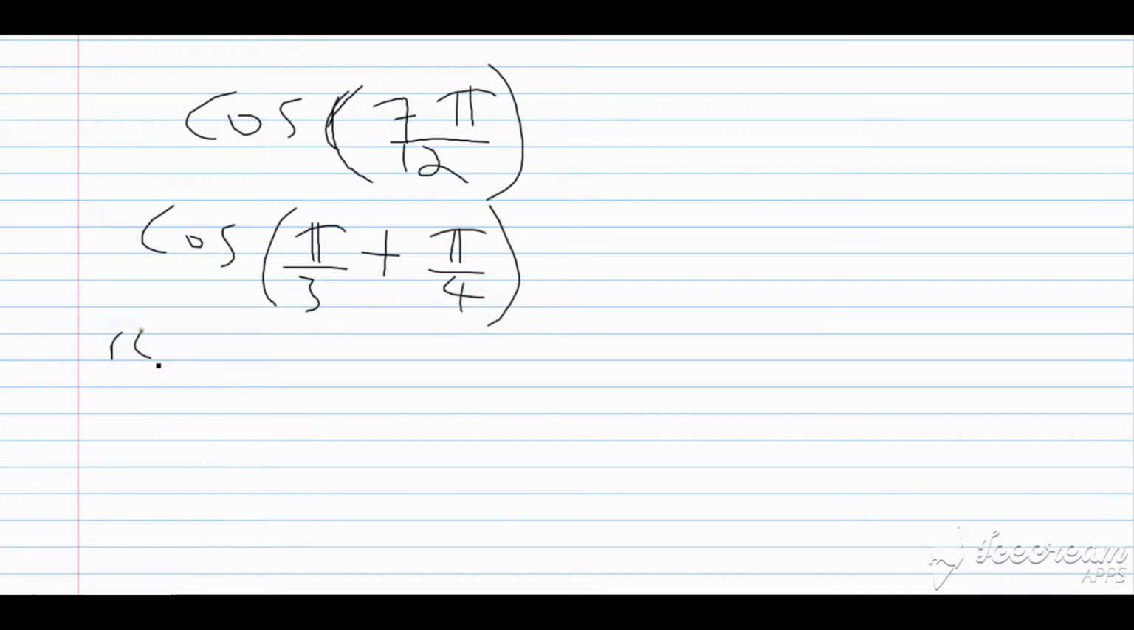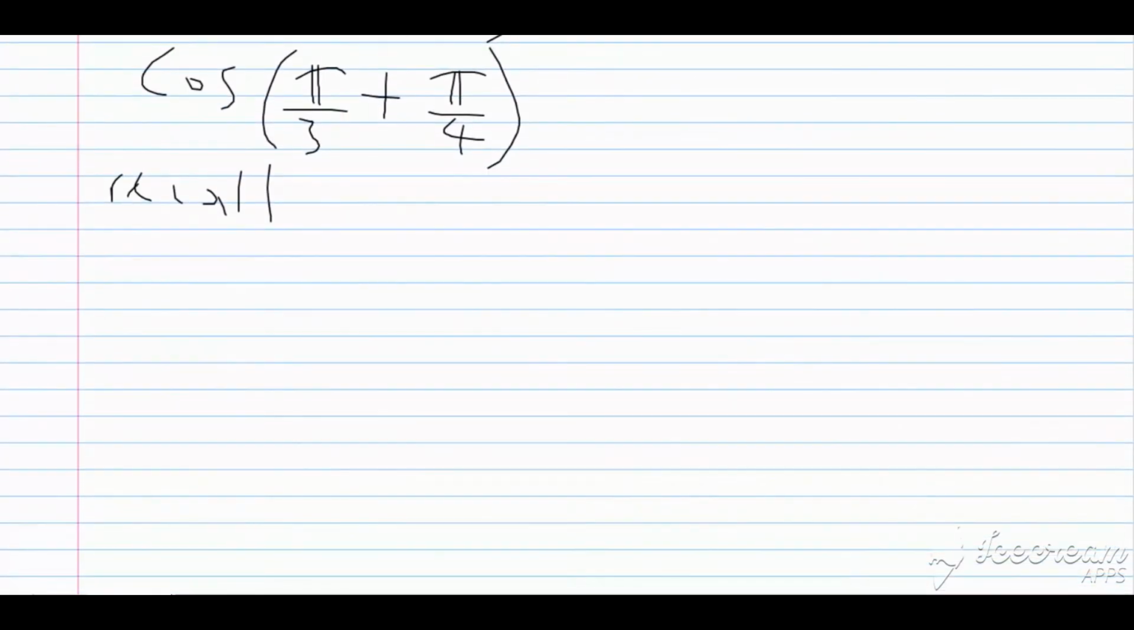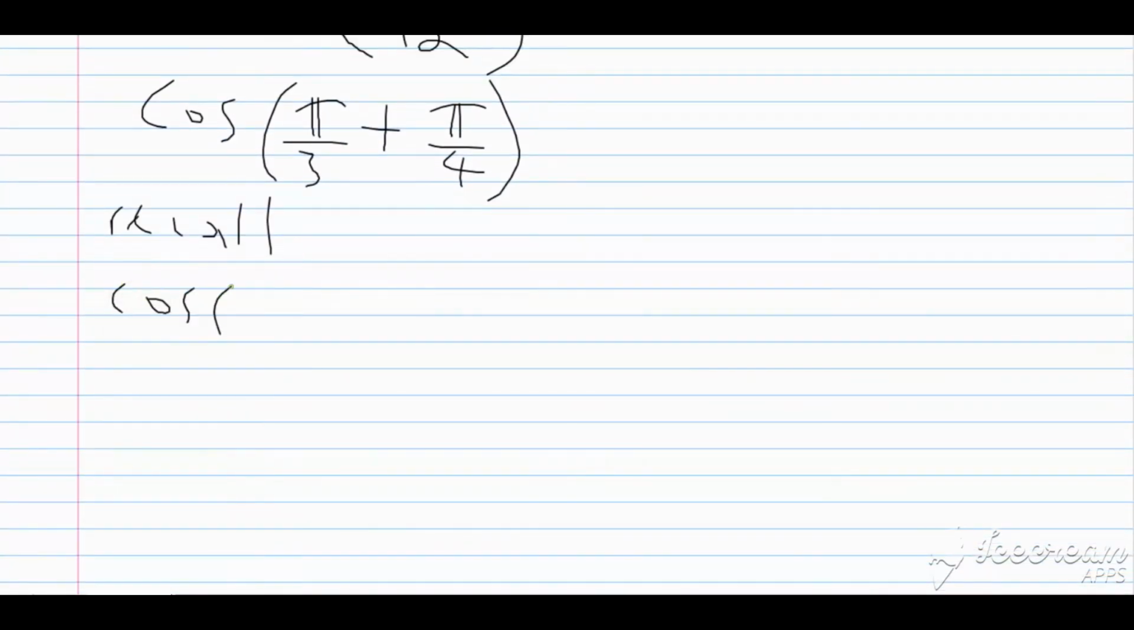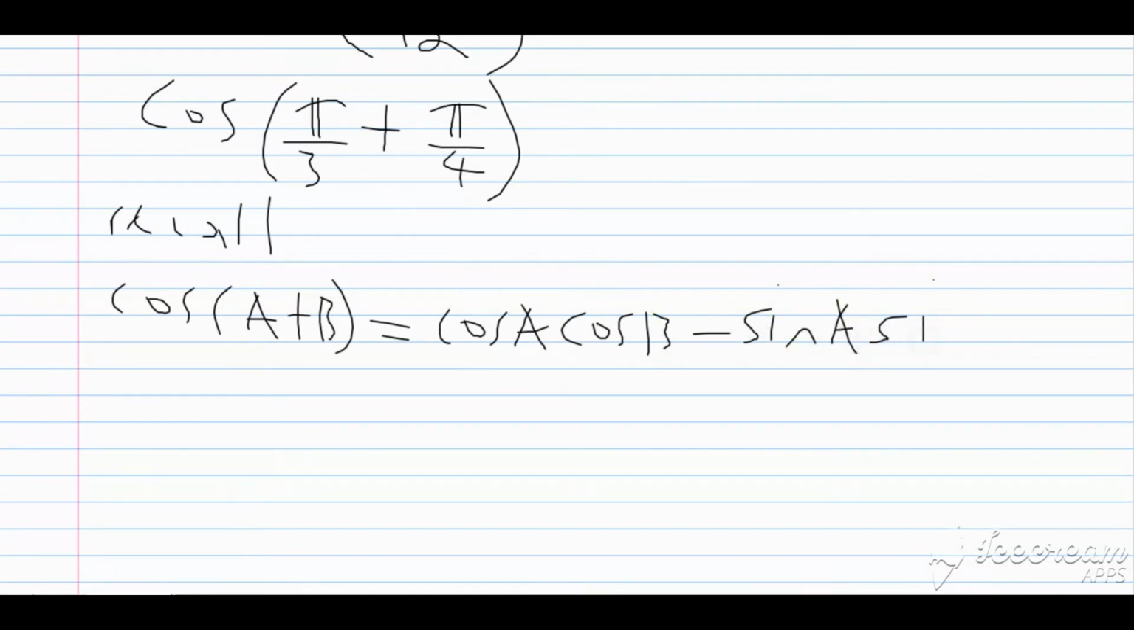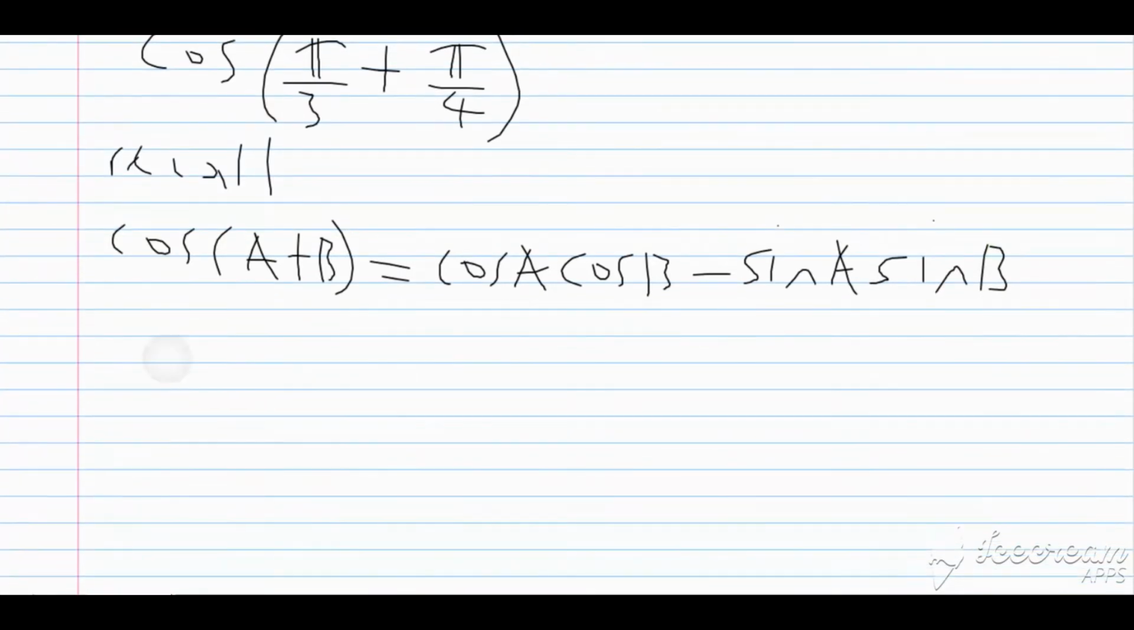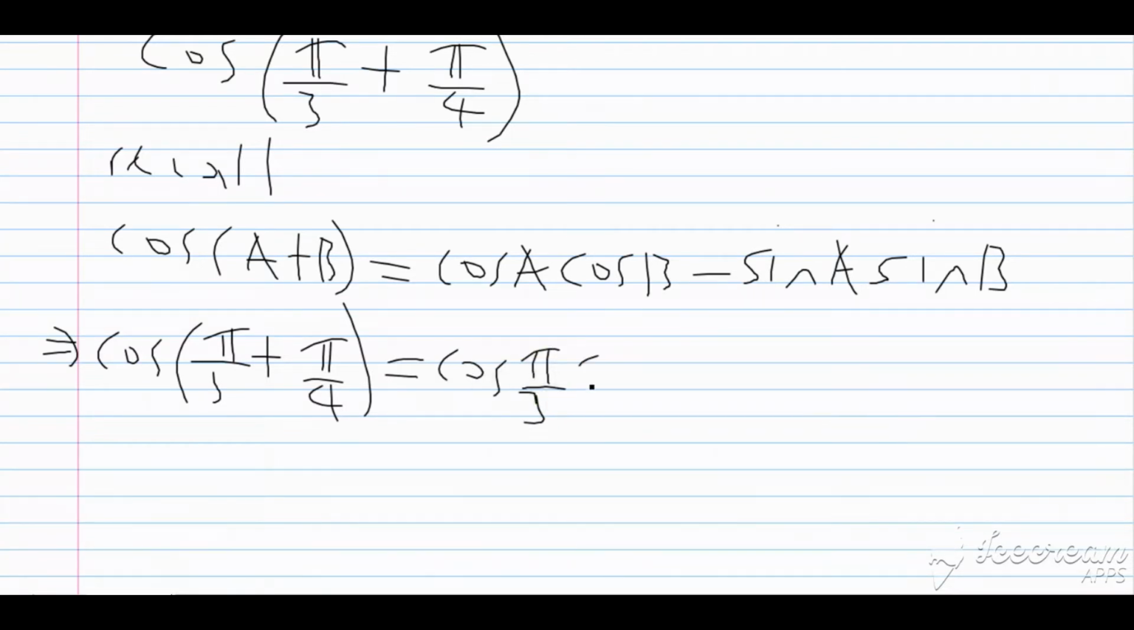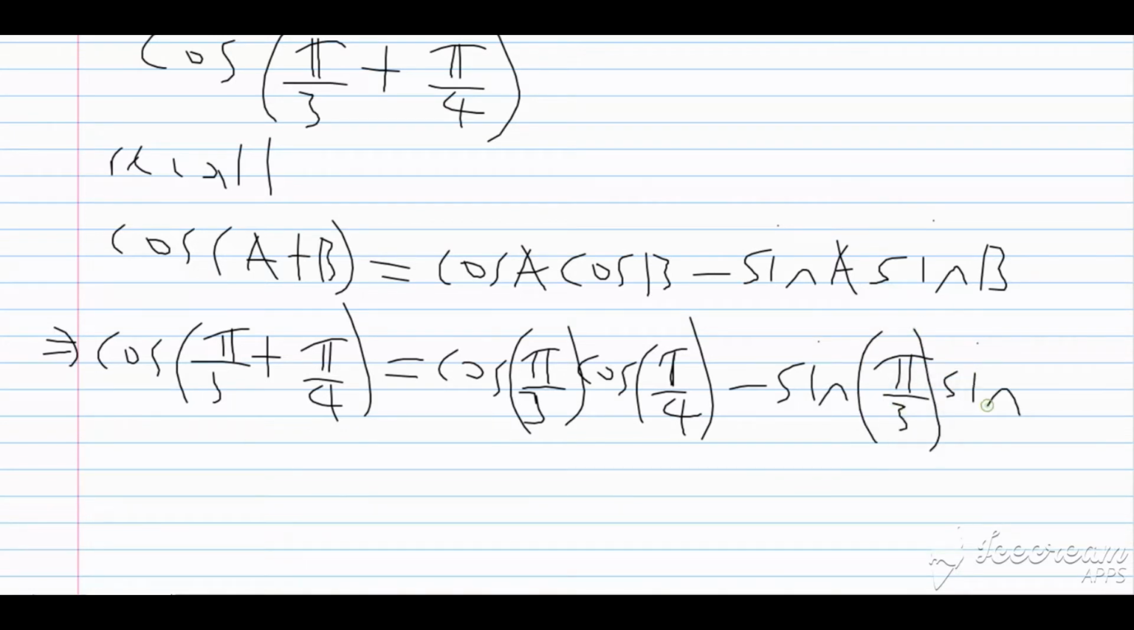And recall, of course, that the cosine of A plus B is equal to cosine A cosine B minus sine A sine B. All right, once again, by comparison, you will recognize that my A will be pi over 3 and my B will be pi over 4. So this implies that the cosine of pi over 3 plus pi over 4 is going to be cosine pi over 3 cosine pi over 4 minus sine pi over 3 sine pi over 4.